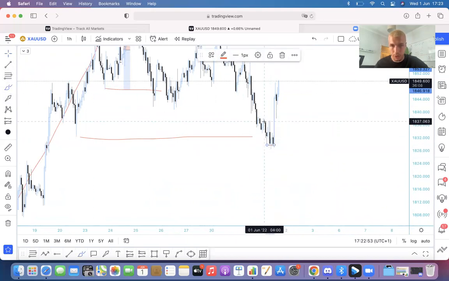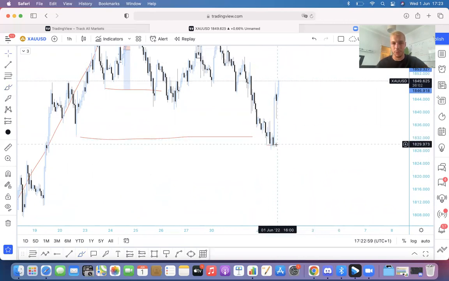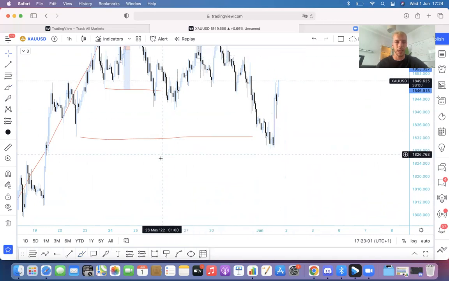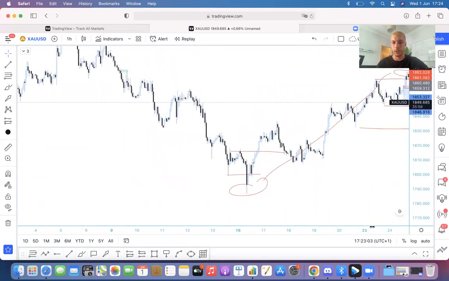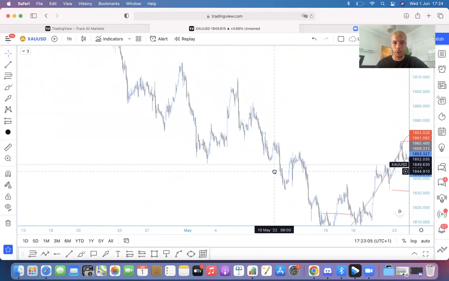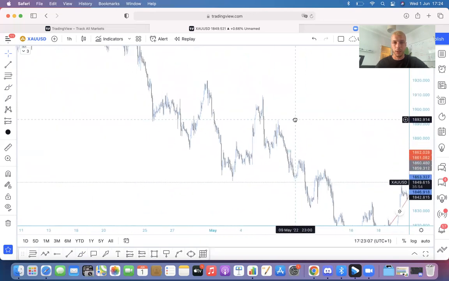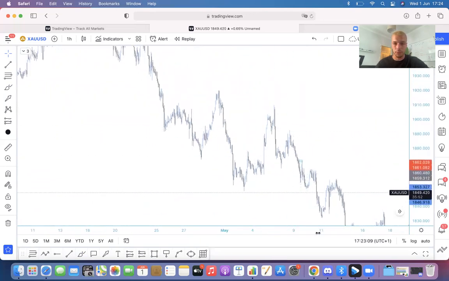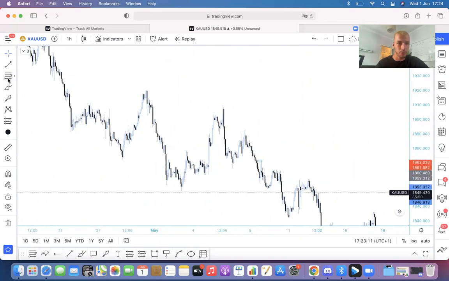Here, break structure to the downside. Here, break structure to the upside. On lower time frames, there were smaller setups right here for a very good trade. But anyway, I'm just showing you the trading ranges on the 1 hour, for example. Here we have, again, another example. Break structure to the upside, break structure to the downside.